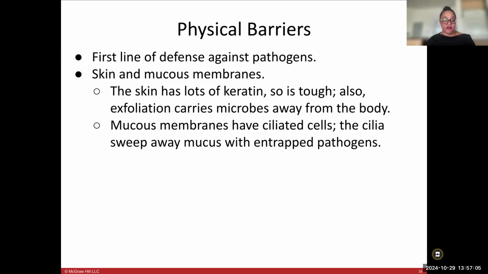The physical barriers are our first line of defense against pathogens: our skin and our mucous membranes. The skin has a lot of keratin, so it's tough. Also, exfoliation carries microbes away from the body. We all should be exfoliating. And then mucous membranes have ciliated cells. The cilia sweep away mucus with entrapped pathogens. We have those throughout our nose and our mouth and all the rest of our openings.